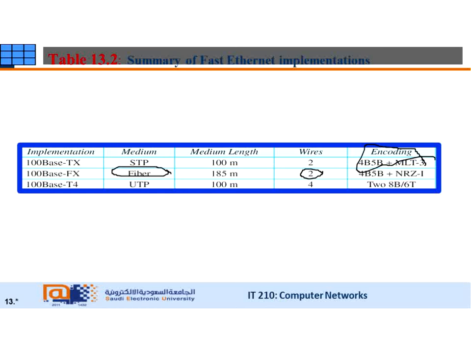So NRZI has a bit synchronization problem for long sequences of zeros or ones. So to overcome this problem, the designers use 4B5B block encoding. So the block encoding increases the bit rate from 100 to 125 megabits per second, which can easily be handled by fiber optic cable.